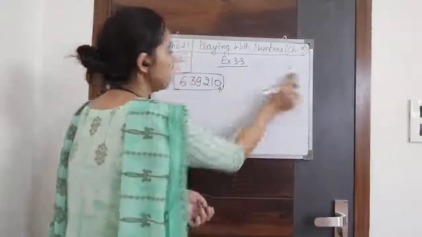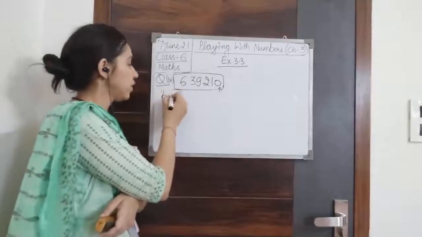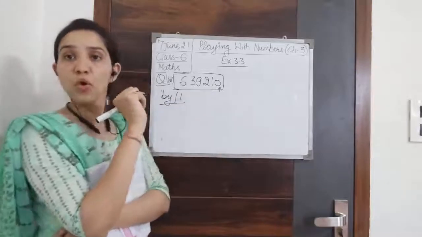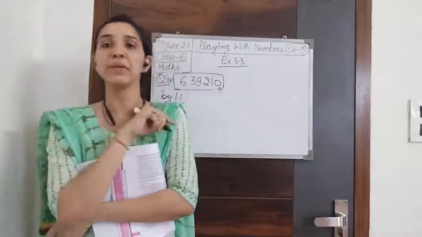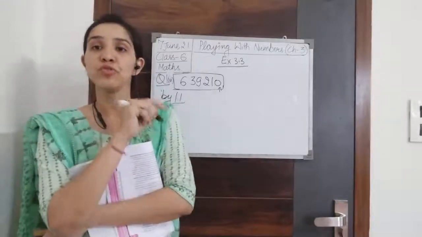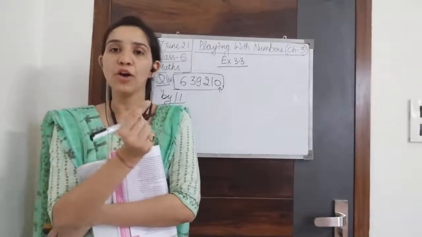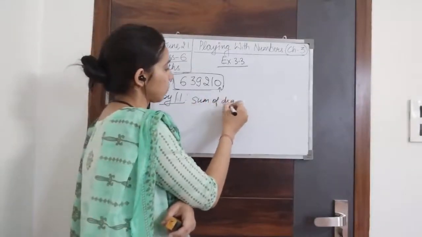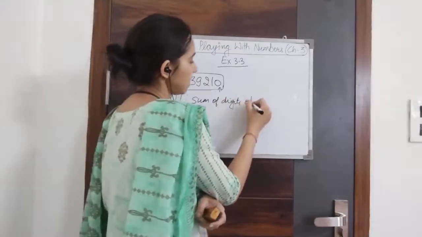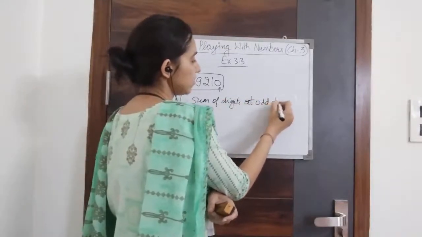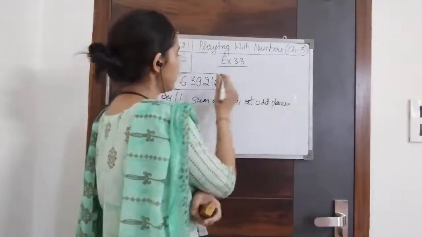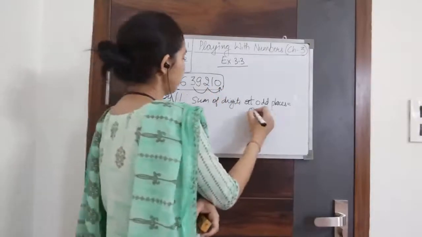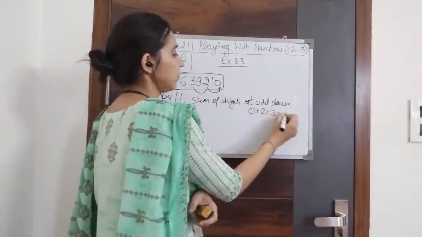Now you have 11. What was the rule for 11? You have to find the difference of the sum of digits at odd places and the sum of digits at even places. That difference should be 0 or any multiple of 11. First we will find the sum of digits at odd places. Odd places we will start from the right. So it is 0 plus 2 plus 3. It means it is 5.